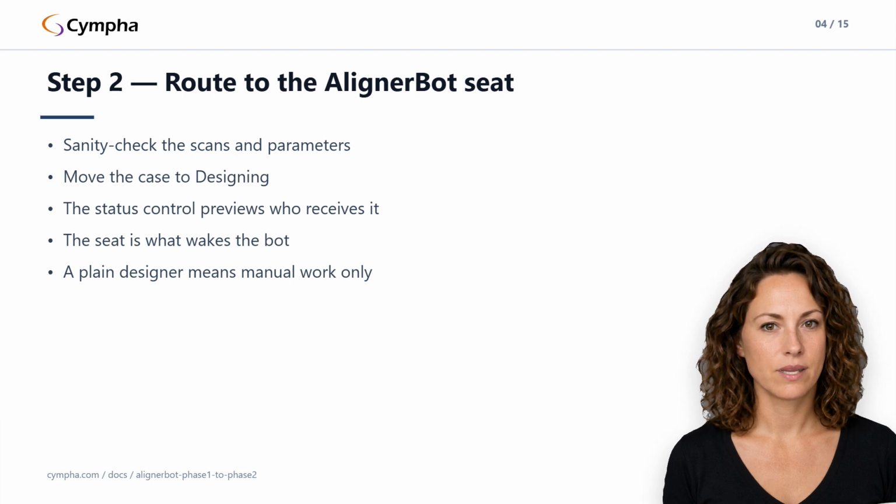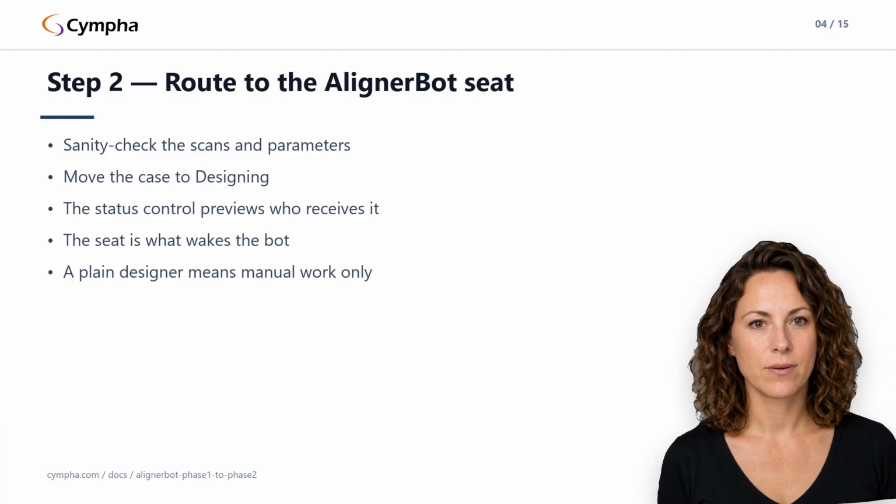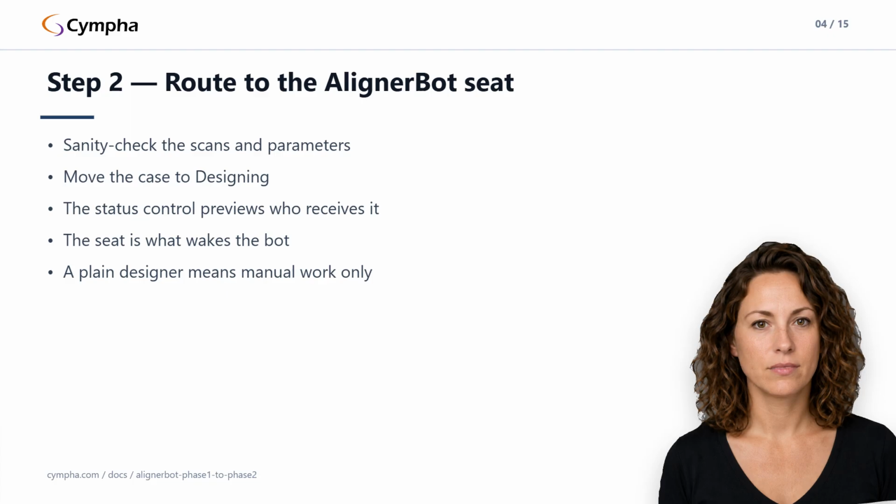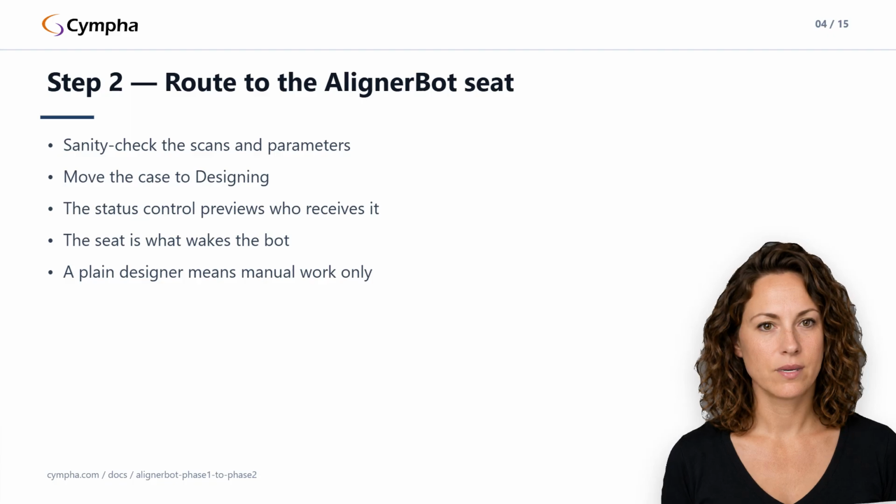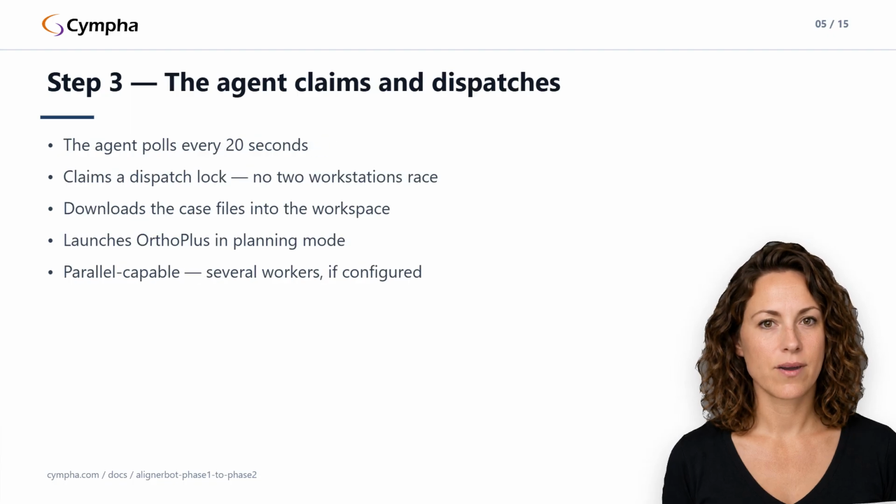Step 3, and from here the humans step back. On its next poll, the agent checks for new cases every 20 seconds. The agent manager on the operator's workstation sees a freshly dispatched case held by its paired user, and the first thing it does is claim a dispatch lock. That lock matters if the lab runs more than one machine. It keeps a second workstation paired to the same user from racing the first. Only one agent can pick up any given design pass.